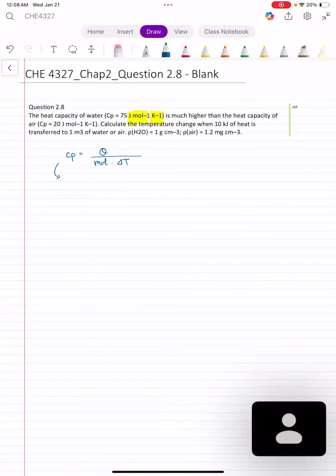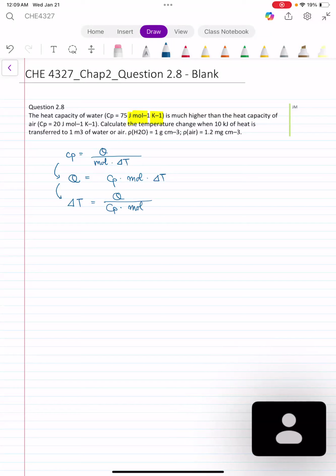If you rearrange this equation, it's the same as saying Q is equal to Cp times mole times delta T. In other words, the total amount of heat transferred is equal to the heat capacity of the substance times the amount of the substance times the temperature change that the system undergoes. Also, if you rearrange this one more time, you can express it in terms of the temperature change, delta T. Delta T is then equal to Q divided by Cp divided by the mole of the substance.